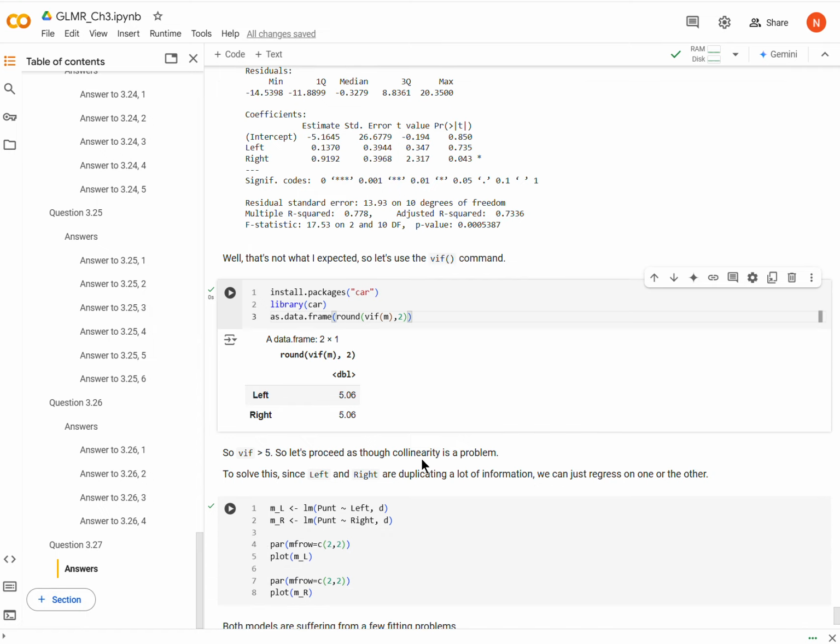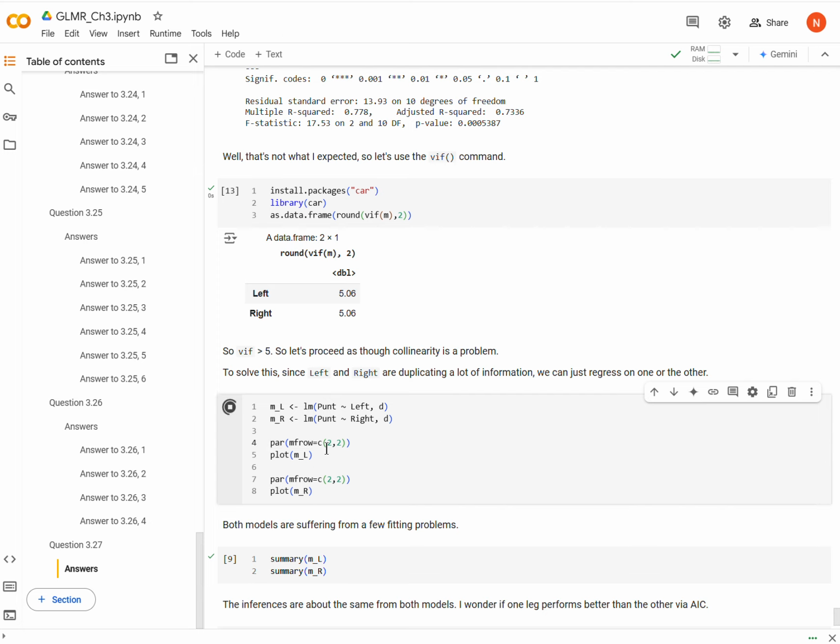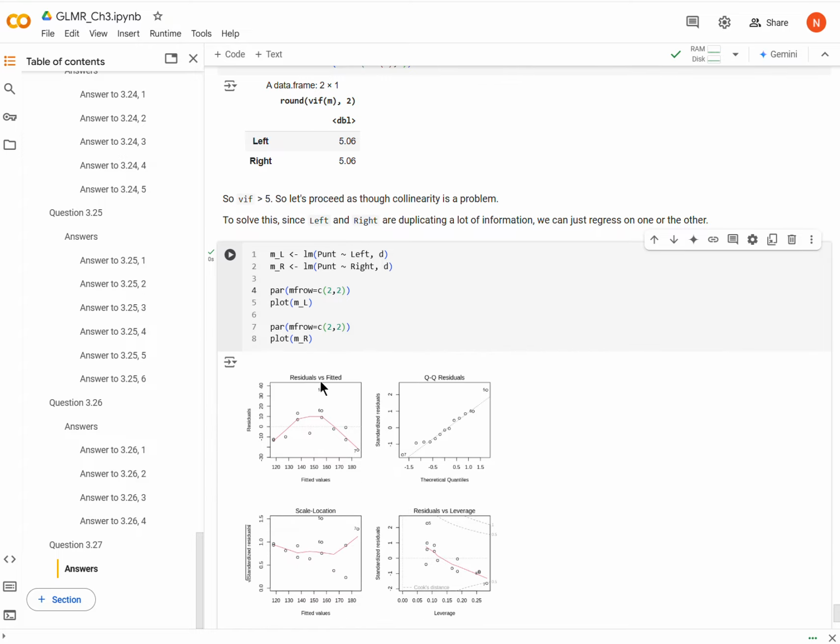The obvious solution is to just regress punt on either left leg strength or right leg strength, and here I'm doing both. We're also asked to give a diagnostic analysis of it, so we run this. This is for left leg. This is the diagnostic plot for left leg.